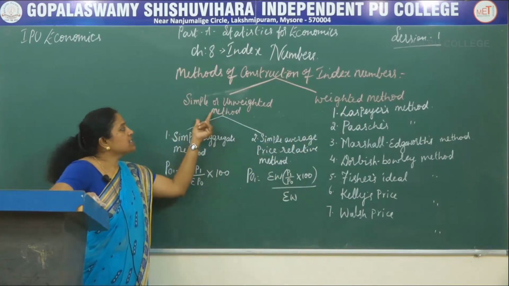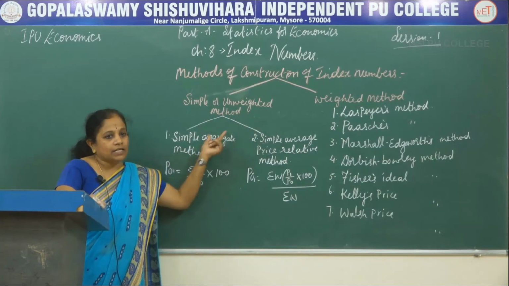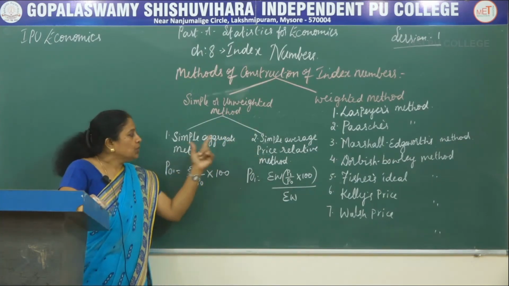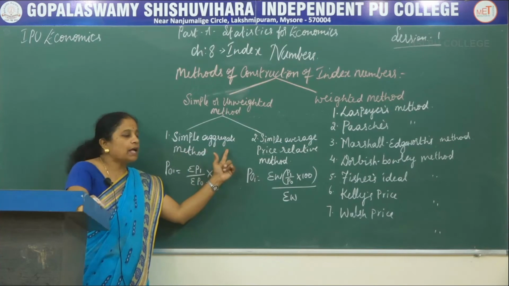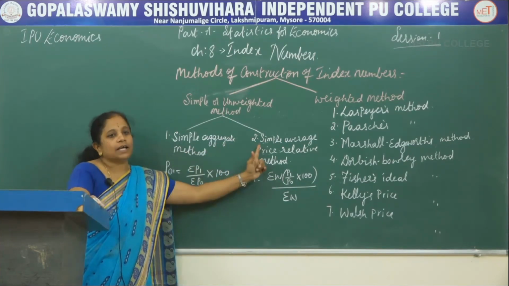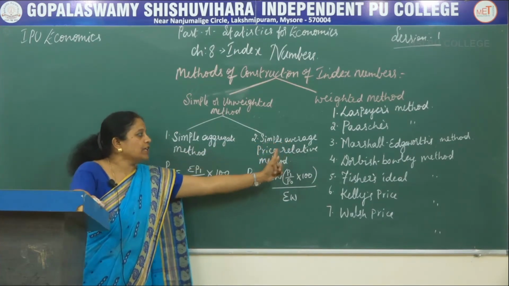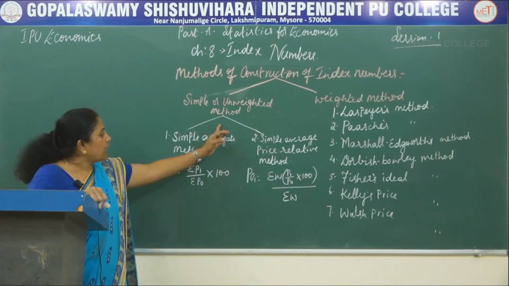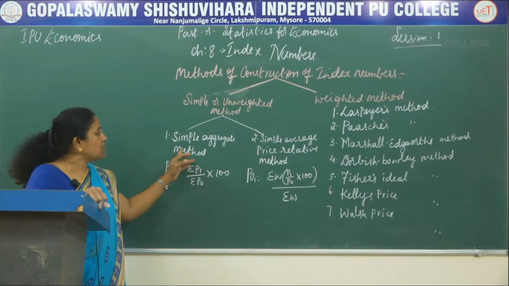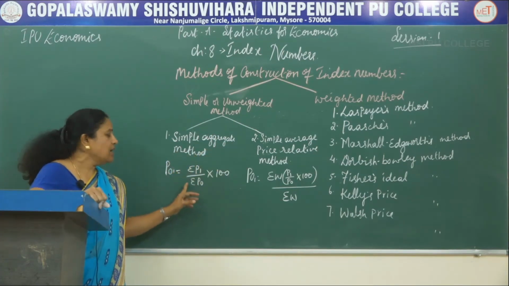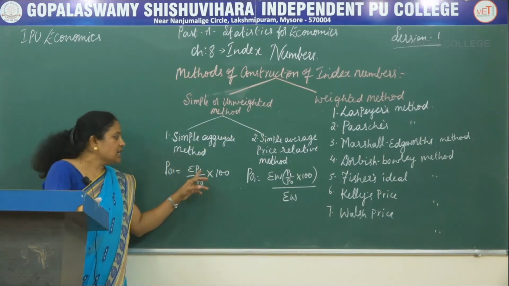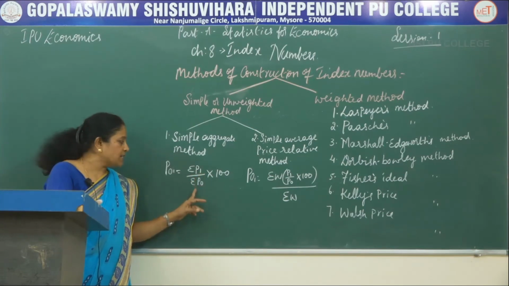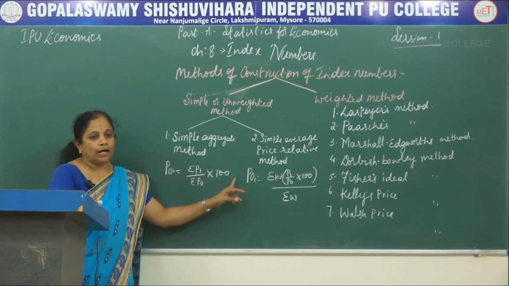Again, this simple or unweighted method is subdivided into two. The first one is the simple aggregate method and the second one is the simple average price relative method. The formula to calculate the index number through the simple aggregate method is price index equals sigma P1 divided by sigma P0 into 100.